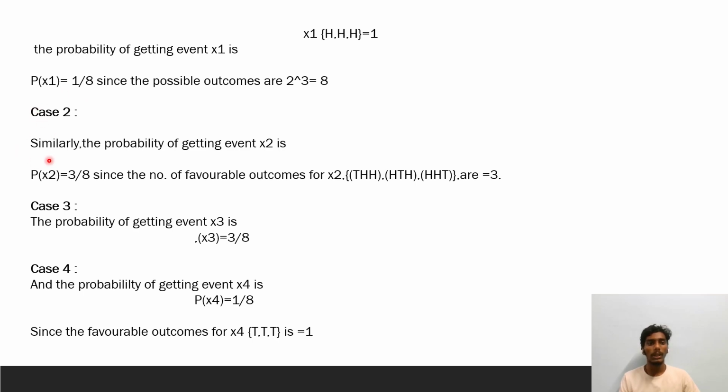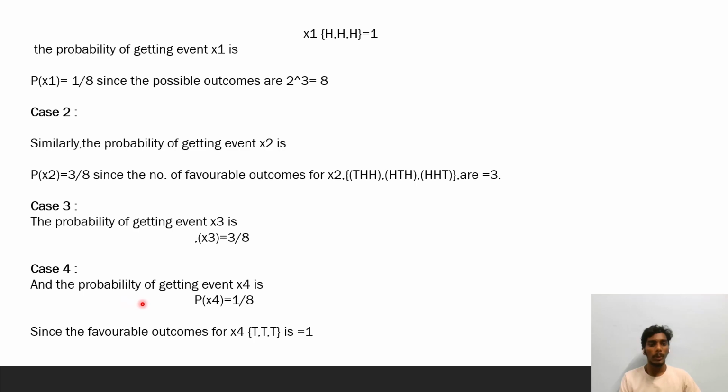Similarly, the probability of getting event x2 is P of x2 equal to 3 by 8, since the number of favorable outcomes for event x2 is three outcomes for tossing three coins. The first gets tails and the other two get heads; the first gets heads, the second gets tails and the last gets heads; the first and second get heads and the last gets tails. There are three outcomes in case 3, so the probability of getting event x3 is also 3 by 8.